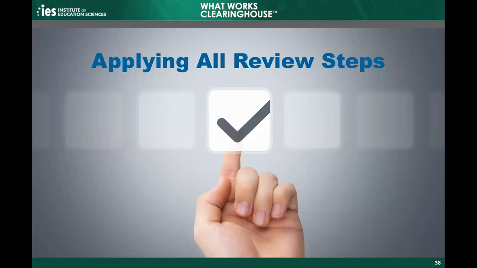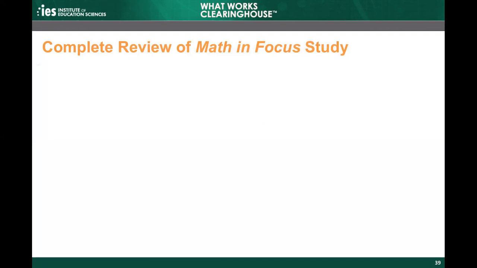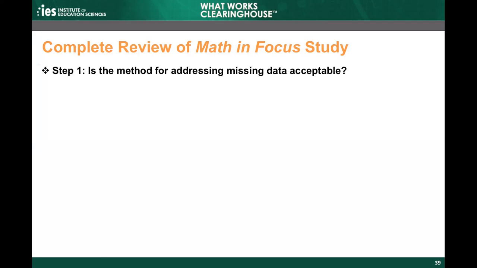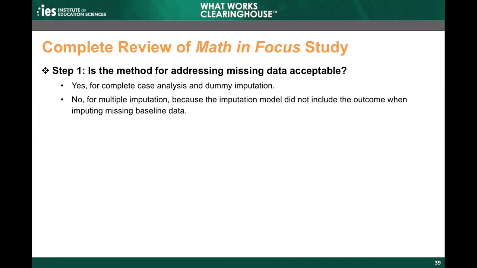So I know this is a lot of information, but let me try to weave it all together for the particular study that we have been discussing throughout. And let's apply all five steps in the next two slides. So step one, is the method for addressing missing data acceptable? And it is for complete case analysis and dummy imputation in this specific study, but is not for multiple imputation in this specific example, because the imputation model did not include the outcome when imputing missing baseline data.